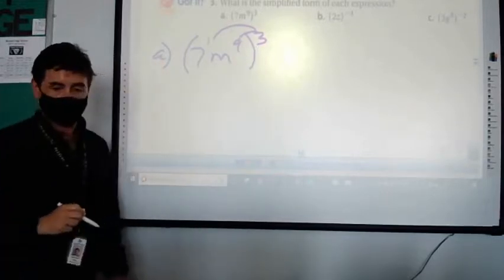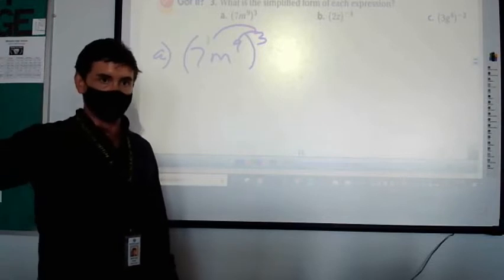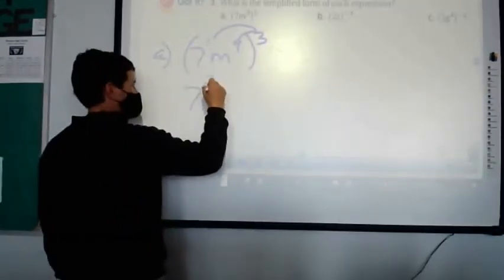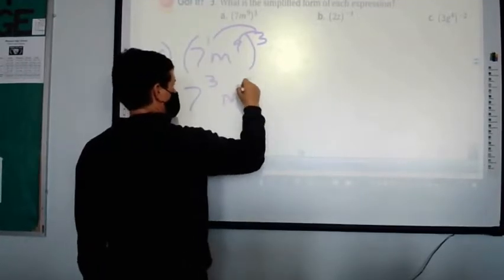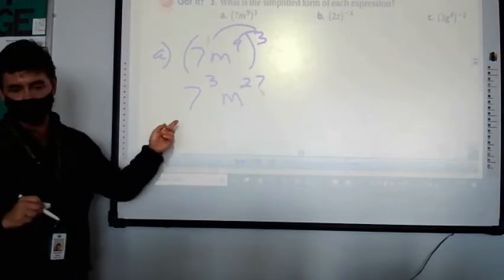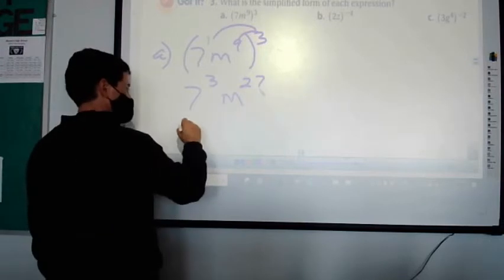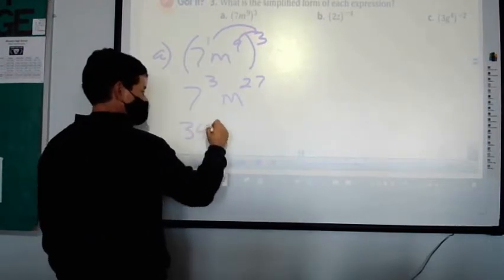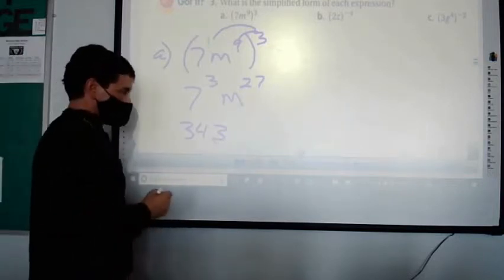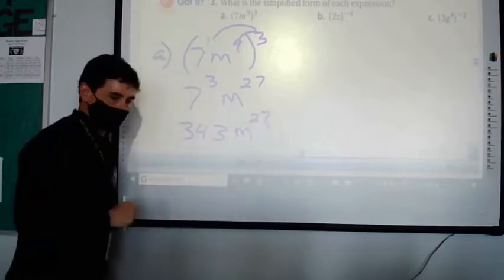So we have to multiply. So I put the little 1 above the 7 to remember you still need to do 7 to the 3rd power. So it's 7 to the 3rd power, m to the 27th power. And I just did this one last period. I couldn't remember what 7 cubed was. Normally I know those, but it is, because I remember from last period, 343. So 7 to the 3rd power, 343, m to the 27th power.